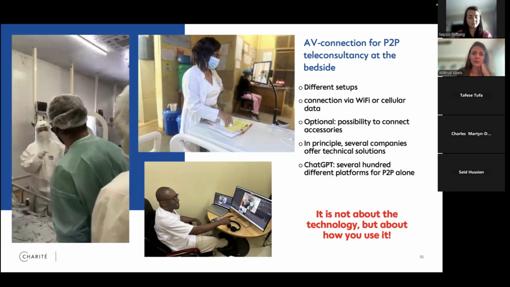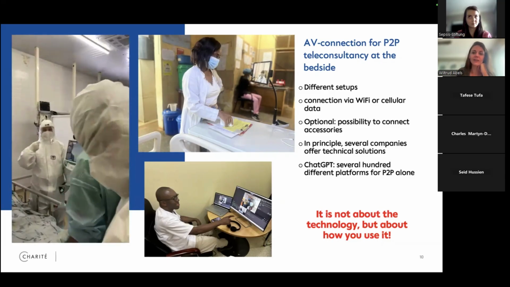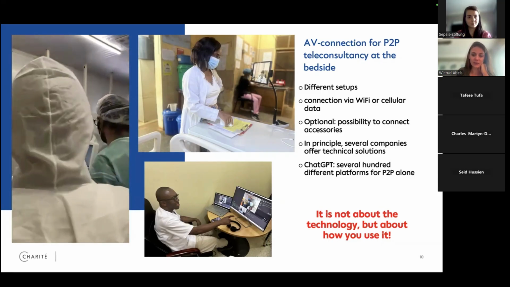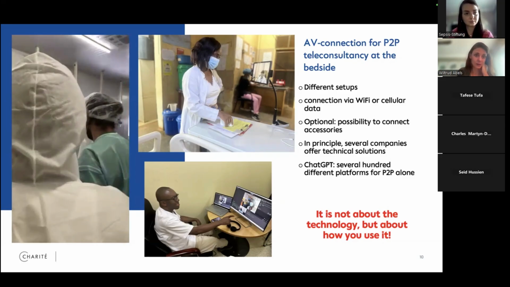Essentially, what I want to say with this slide is that it is, at the end of the day, not about the technology that you pick, but about how you use it. So telemedicine and all the platforms available, I think the best way to look at this is as if you're looking at a toolbox. And then for the thing that you're building, for the purpose that you have in mind, pick the right technology that serves your purpose best.